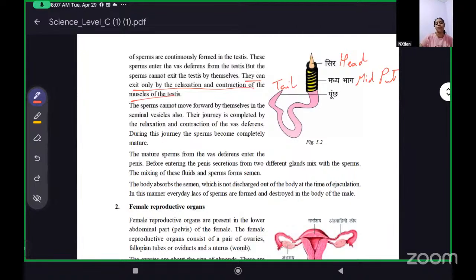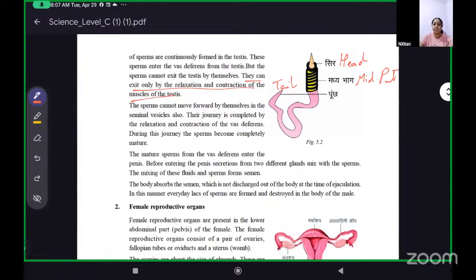From their formation till they travel to the penis, they become mature. Mature sperms from the vas deferens enter the penis. Before entering the penis, secretions from two different glands mix with the sperms. Yesterday we talked about two different glands, like testosterone, which is responsible for secretion in men. The mixing of these fluids with sperms forms semen.